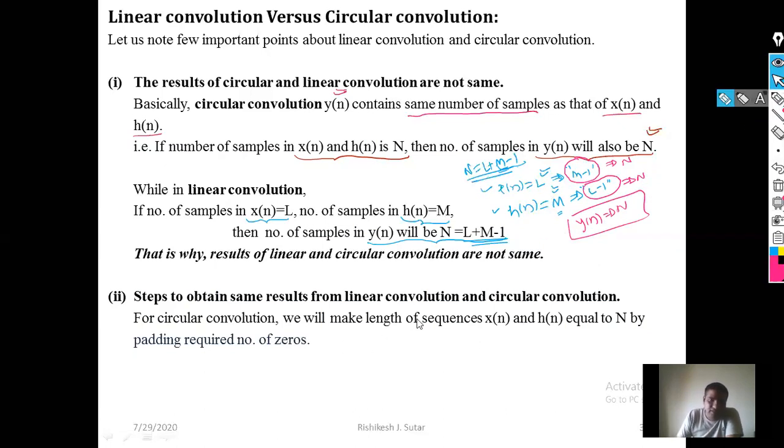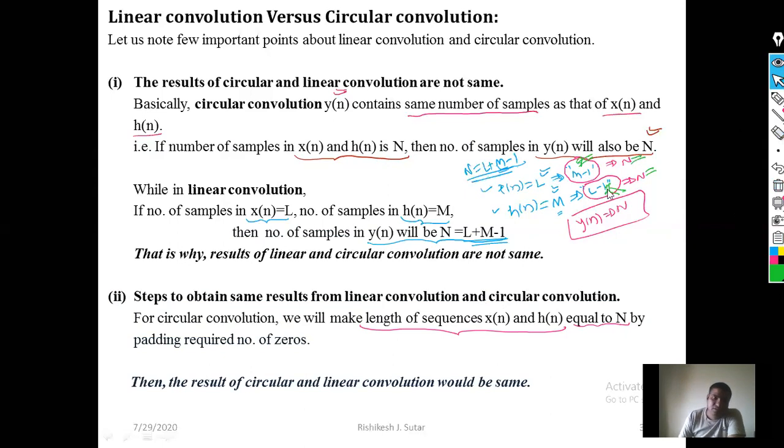The same thing I have just written here: we make the length of the sequences x of n and h of n equal to capital N. That's what we are doing here, making the length of x of n and h of n equal to capital N by padding the required number of zeros. So I am adding here M minus 1 zeros, and I am adding here capital L minus 1 zeros. Okay. So now the result of circular convolution and linear convolution will be the same.